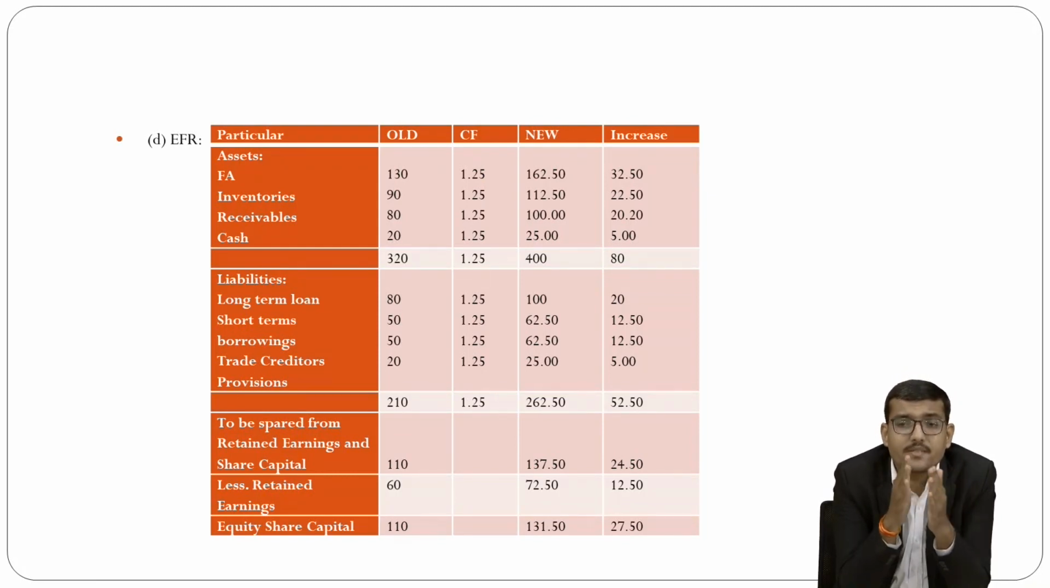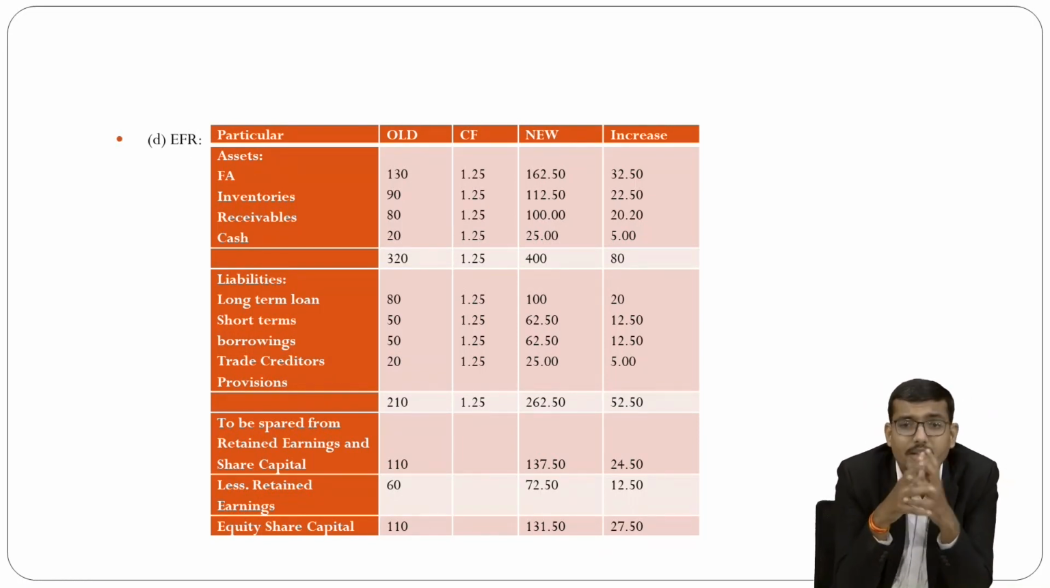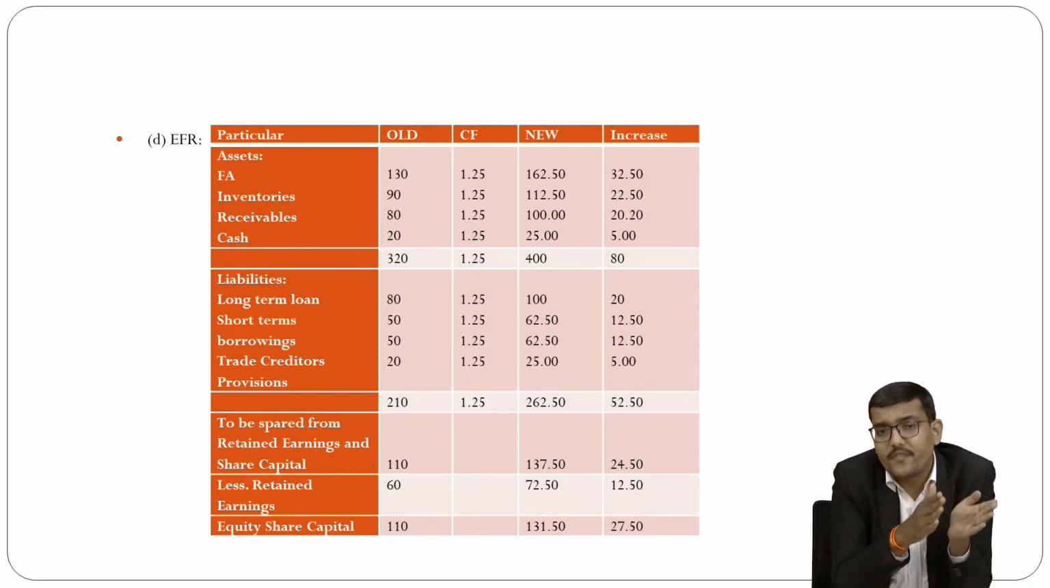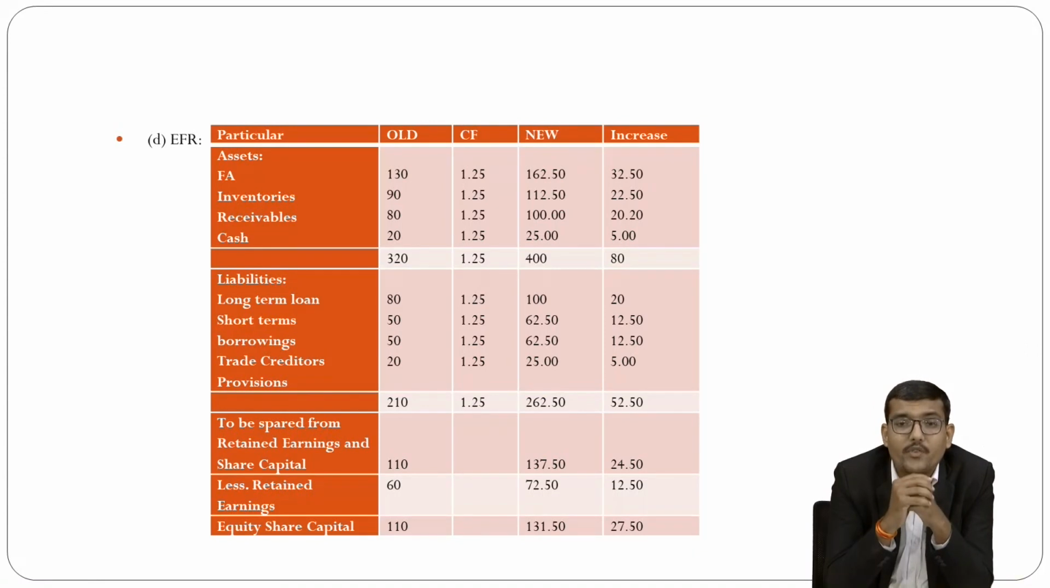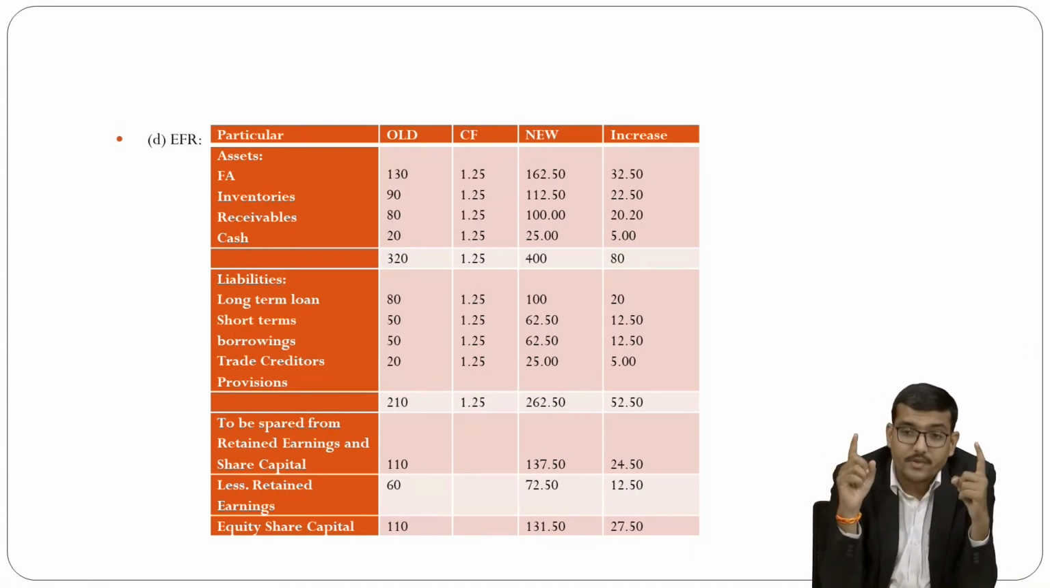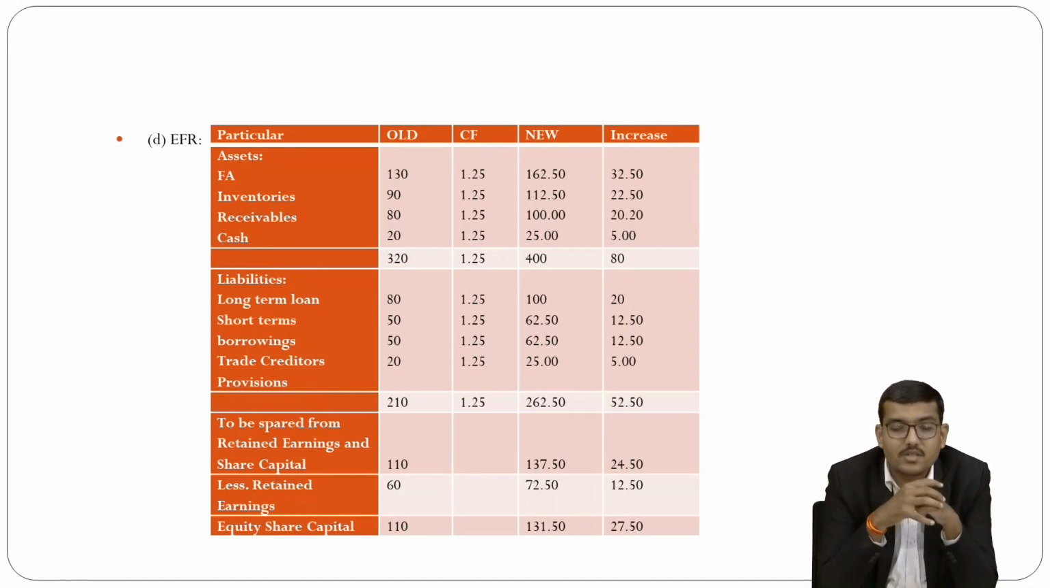So 80,000 multiplied with the 1.25 conversion factor will be 100. So your increase level is 20. Short term borrowing is 50. So 50 multiplied with 1.25 is 62.50, so ultimately the increase level is determined as 12.50, and the same for trade creditors. Last is provision. Provision is 20 and the factor 1.25. So 20 multiplied with 1.25 will be 25. So the difference between 25 and 20 will be defined as an increase level of 5,000.